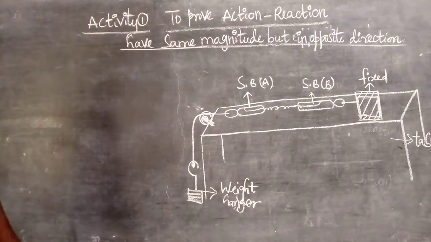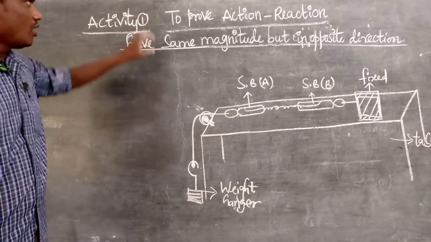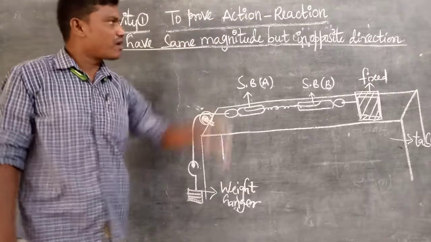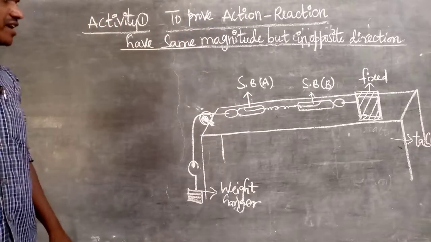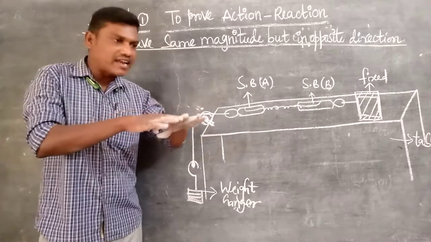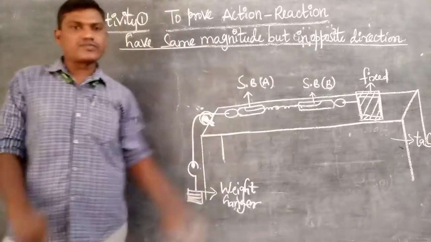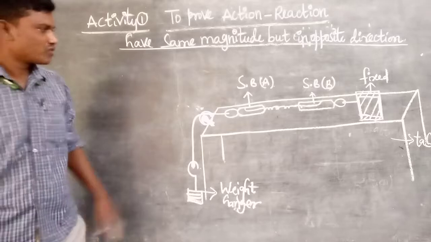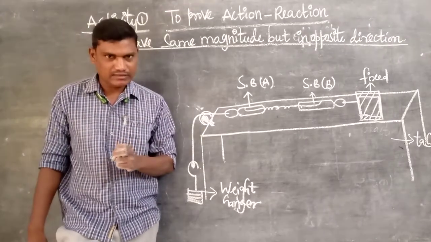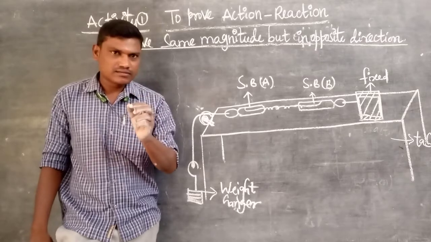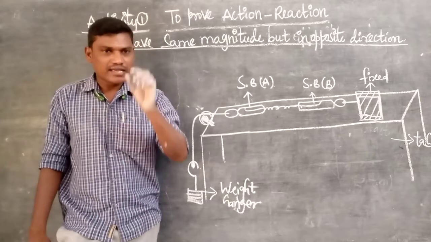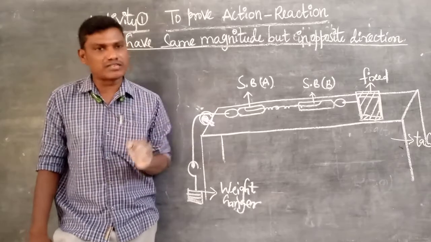So now we are observing how to prove that action and reaction have the same magnitude but opposite direction. Is it correct or not? Discuss. First of all, you can take a large horizontal surface of a table, and now we can take two spring balances having the same graduated markings on their outer surface.